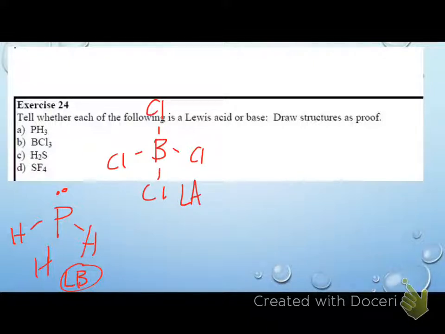Okay. How about H2S? I thought acids gave away. It did. Oh, I drew too many. I did draw too many. Shame on me. That can't happen. Sorry. I was just getting happy with bonds and chlorine.